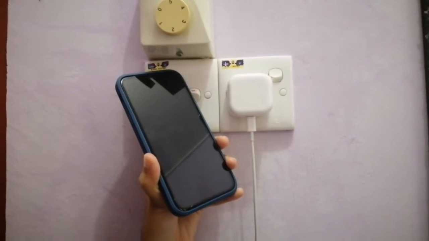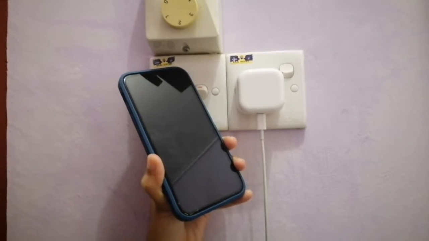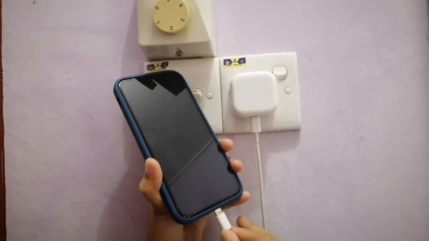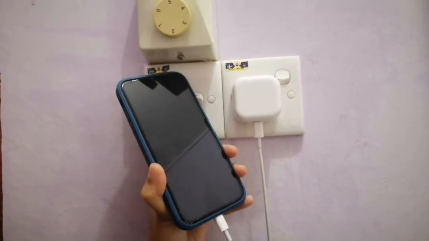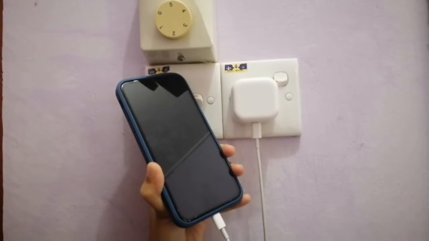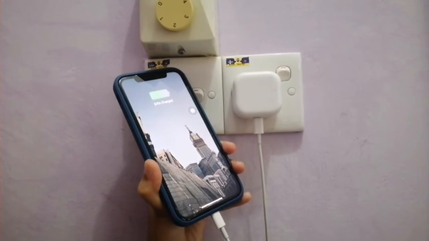So this is a testing of the socket plug. As we can see, I am using a phone charger as a load. When I plug in the phone charger and turn off the socket plug, there is no flow of current. And when I turn on the plug, there is a flow of power.